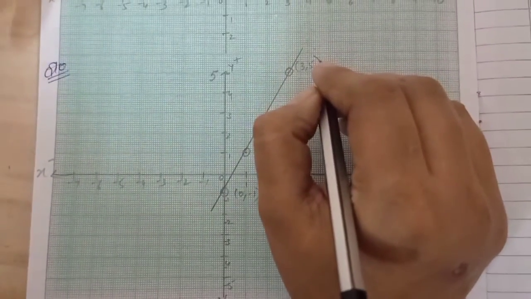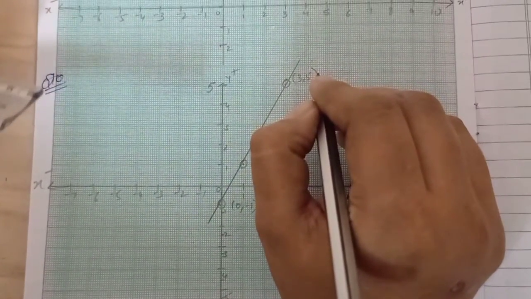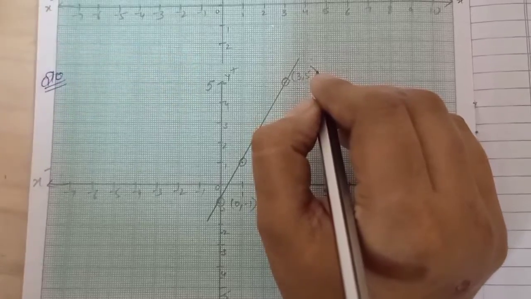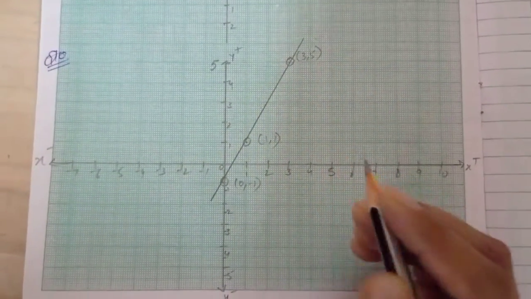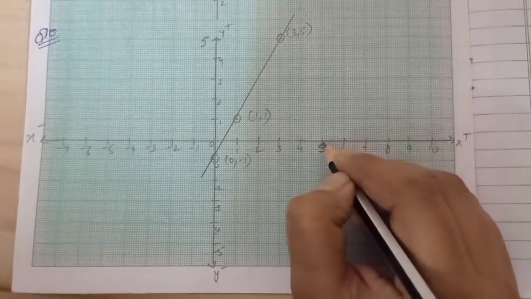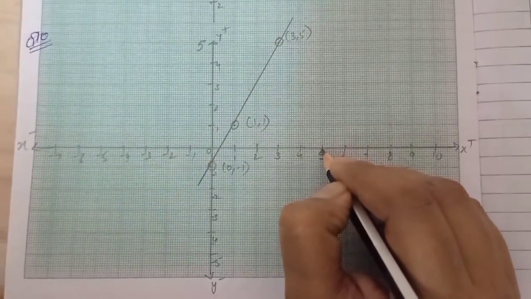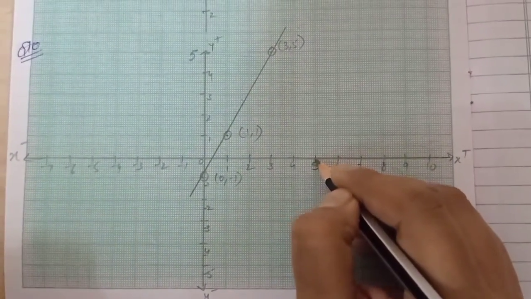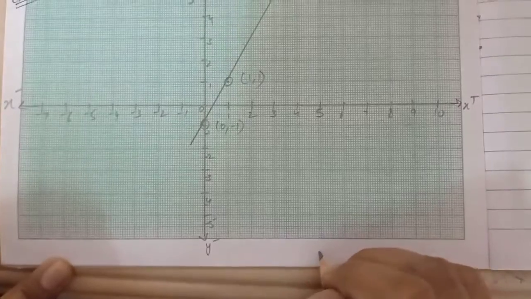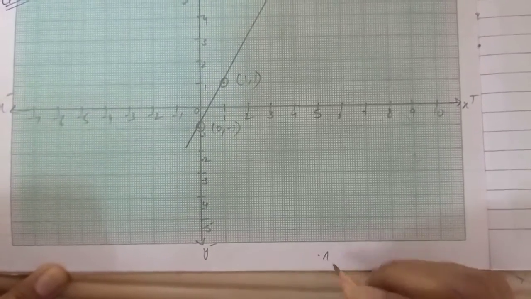Question number 11, plot the point 5 and minus 7 from a point A. Plot the point A, 5 and minus 7. See children, this I will explain. I have not drawn graph for this. See, 5 and minus 7 will lie somewhere here. Okay. So let it be point A.